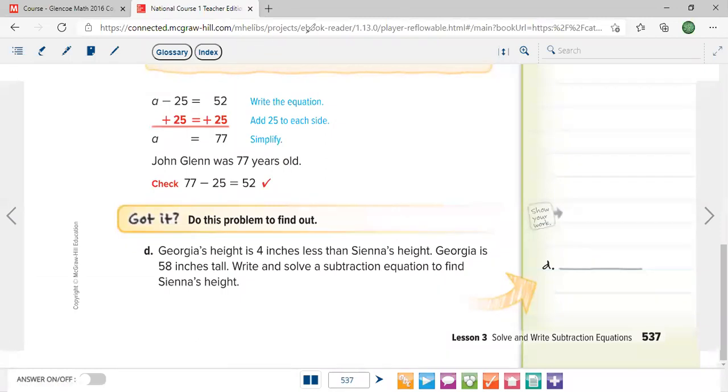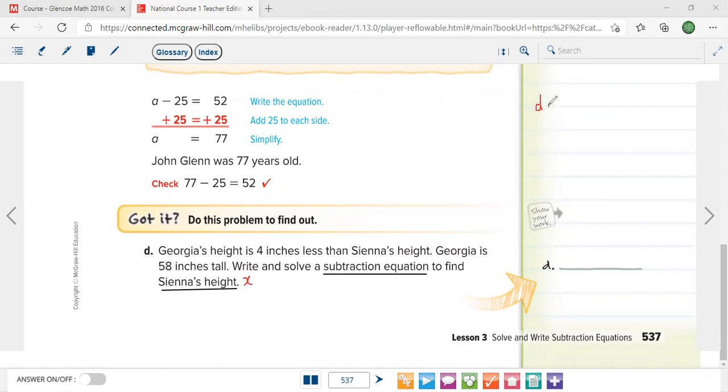Problem D. Georgia's height is 4 inches less than Sienna's height. Georgia is 58 inches tall. Write and solve subtraction equation. Means in the equation there must be minus sign. To find Sienna's height. So Sienna's height is the unknown. So we can say that Sienna's height is x, for example, or s or h, whatever the letter you are going to use, whatever the variable, it doesn't really make difference.